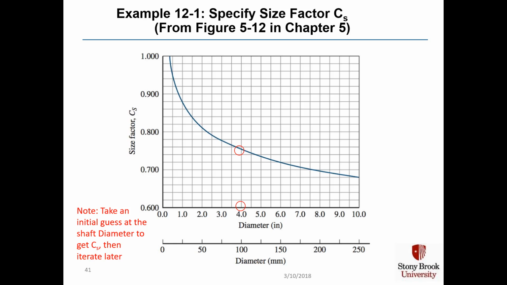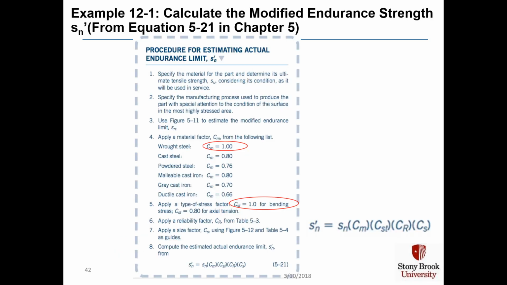The way you set these problems up is you guess in your spreadsheet at a value of CS, and once you obtain a rough estimate of the diameter, you go back and use figure 5-12 one more time, and then you estimate an updated value of CS, and that refines the estimate of the shaft diameter. For wrought steel, we're going to use a material factor of 1. We use CST equal to 1.0.